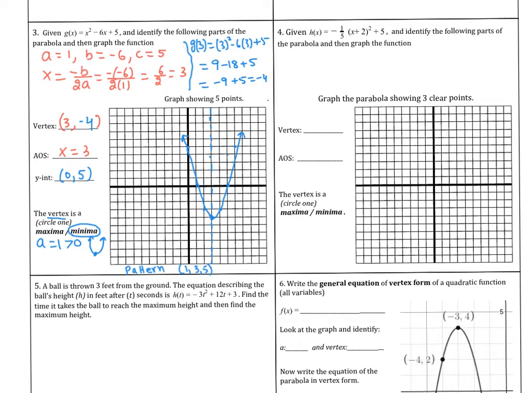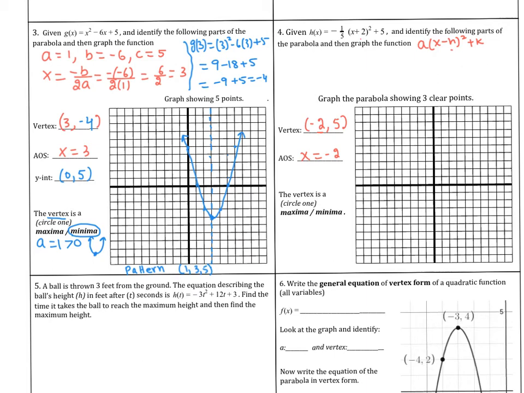For number 4, given h(x) equals negative 1/5 (x plus 2) squared plus 5, identify the following parts of the parabola and then graph the function. You're going to find the vertex of this function, and the vertex is going to be negative 2 comma 5. Axis of symmetry is the x coordinate or h value, that is negative 2. Remember, you're comparing it with the original function a times (x minus h) squared plus k. Always use the opposite sign for h. It means if it's positive 2, you're going to use negative 2.